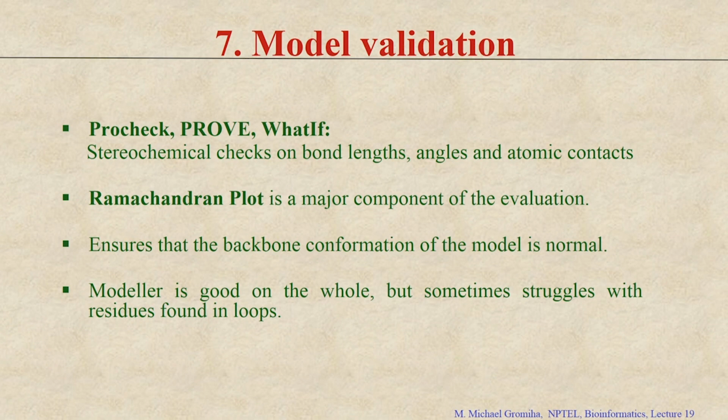Here I give an example: ProCheck or WHAT IF will check the stereochemical conformations, for example bond length, bond angle, torsion angles and the atomic contacts, whether there are proper contacts between different amino acids or not. The second one is the Ramachandran plot, which is also one of the major components for evaluating your structure, whether the structure is mainly in the allowed region or not. This ensures that the backbone conformation of the model is normal, because if most of the residues are within the allowed region of the Ramachandran plot, then the backbone conformation is almost correct.